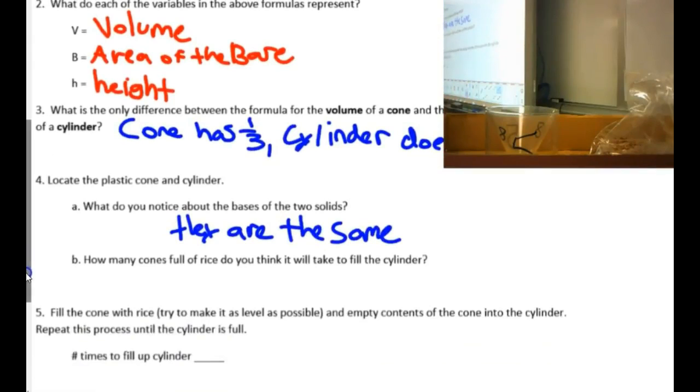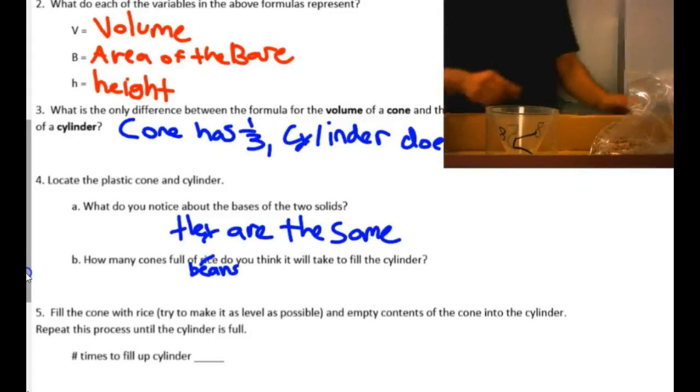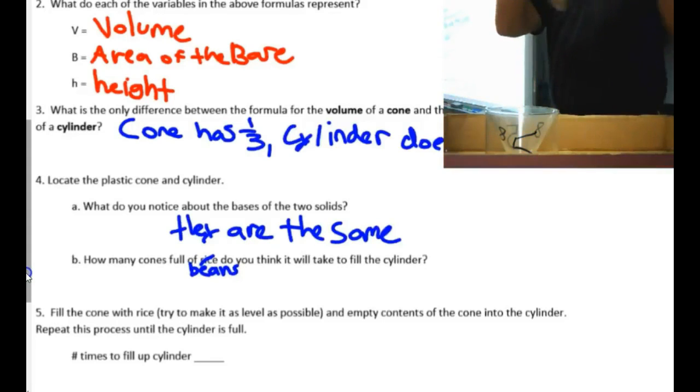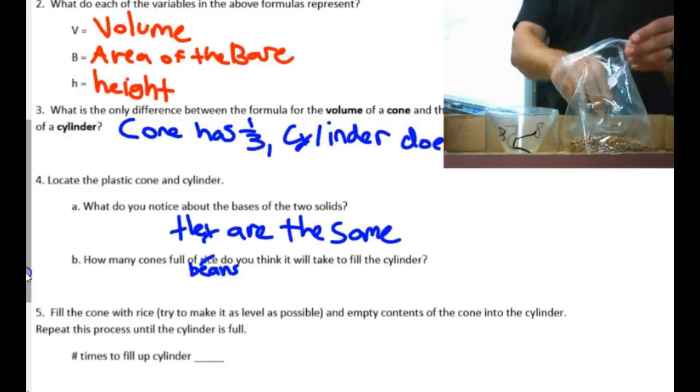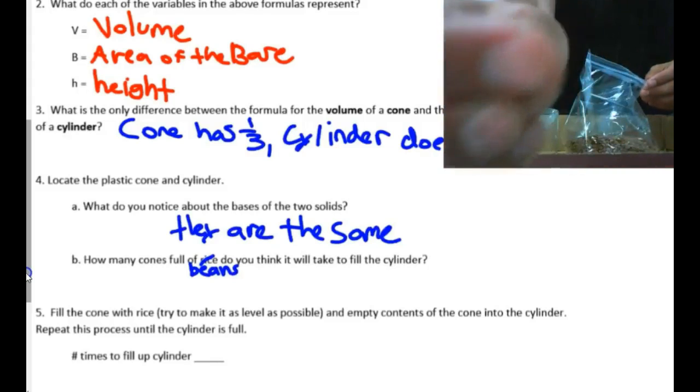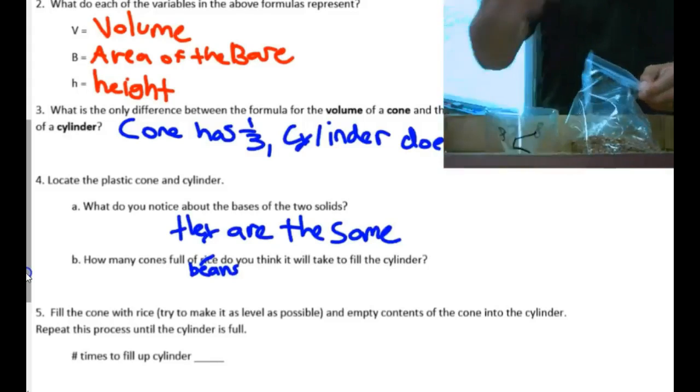And then for B, how many cones full of, and we're going to use beans instead of rice, all right? It's okay because it's Fiesta Week, and we like beans, right? So, how many cones full of beans do you think it will take to fill the cylinder, okay? Now, look right here, okay? I think these are called lentils. Okay, we got a bag of beans, little tiny beans, okay? If you want to see what it looks like, little lentils, L-E-N-T-I-L-S, little tiny beans, okay?